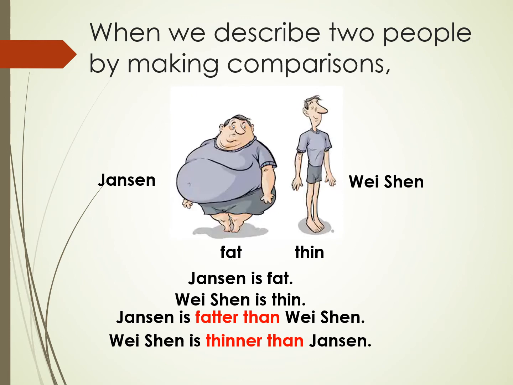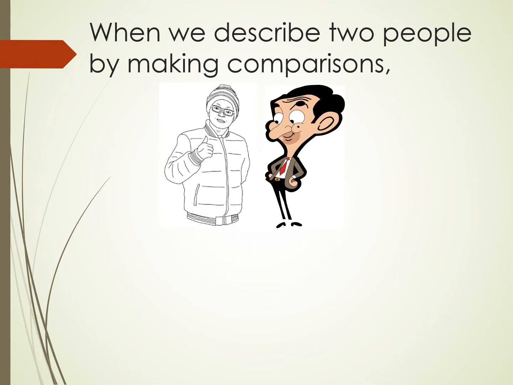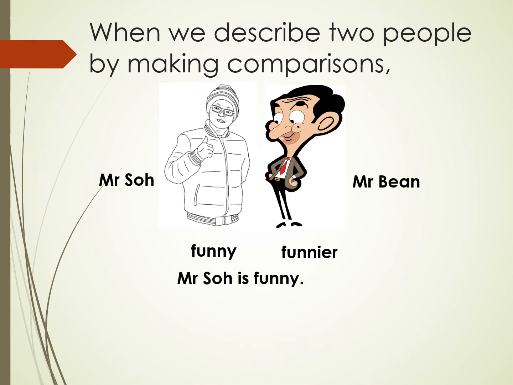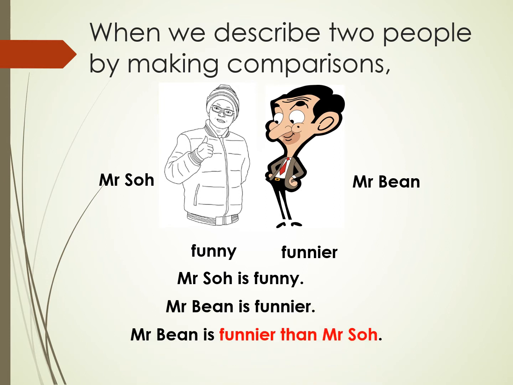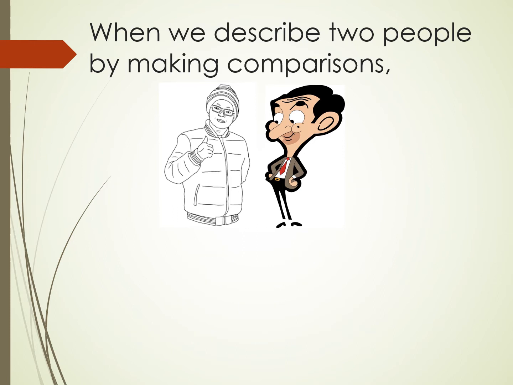Okay, let's look at the next example. Same, we still have to make comparisons between these two people. Funny, funnier. Mr. Saw and Mr. Bean. So, Mr. Saw is funny, Mr. Bean is funnier. Mr. Bean is funnier than Mr. Saw. That's how we can use it. Okay, remember when the last letter of the adjective is Y, we will cancel it off and replace it with IER. Remember that.